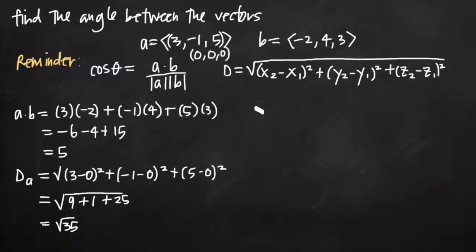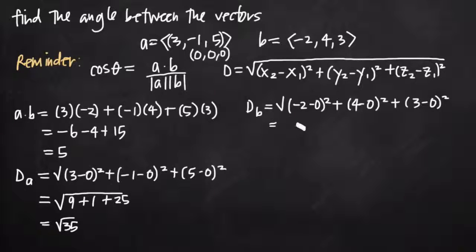If we do the same thing for B, the length of our vector B is going to be equal to the square root of quantity -2 minus 0 squared plus 4 minus 0 squared plus 3 minus 0 squared. When we simplify, -2 squared is 4, 4 squared is 16, and 3 squared is 9. So 4 plus 16 is 20, plus 9 is 29. So we get the square root of 29 as the length of our vector B.